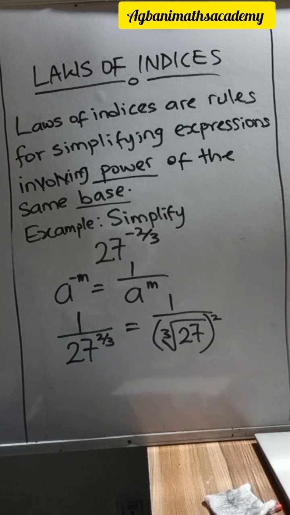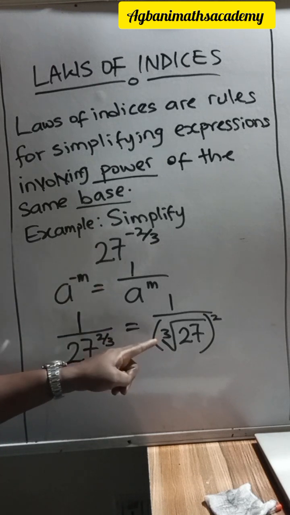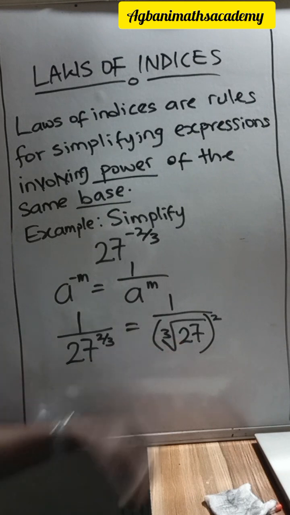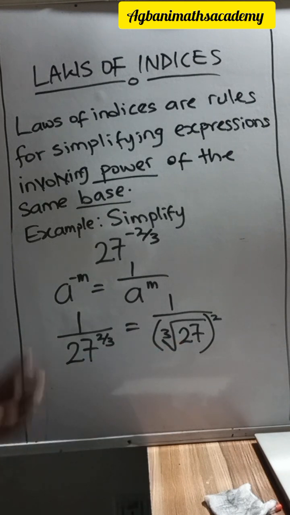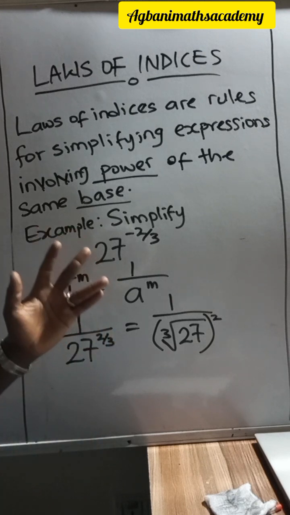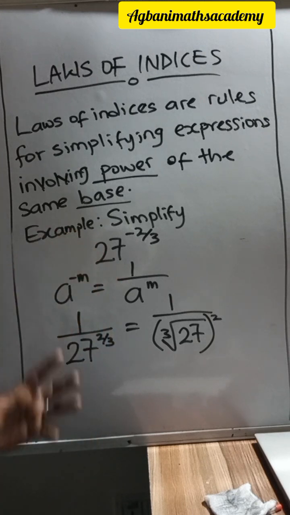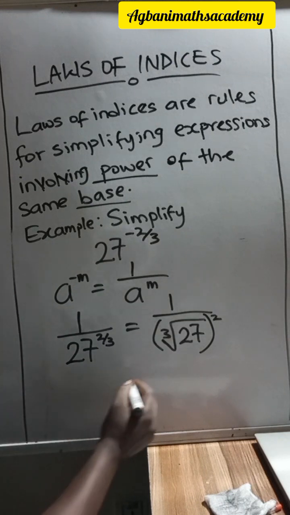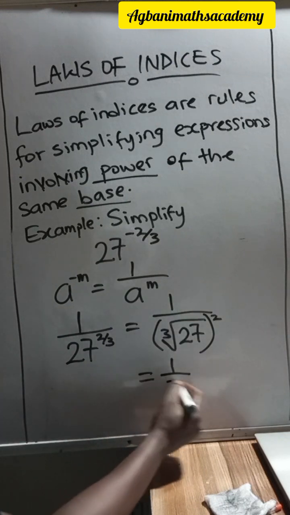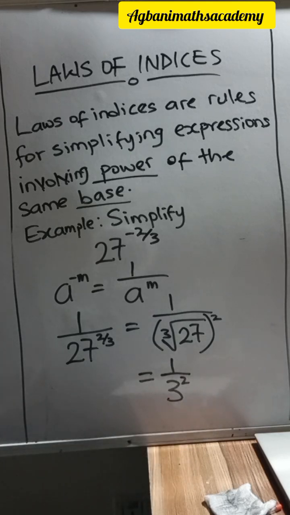So what is the cube root of 27? The cube root of 27 is simply a number that will multiply itself 3 times. Remember, it's a cube root, not square root. It is the number that will multiply itself 3 times to give you 27. That number is 3, because 3 multiplied by 3 gives you 9, and 9 multiplied by 3 gives you 27. So the cube root of 27 is equal to 3.